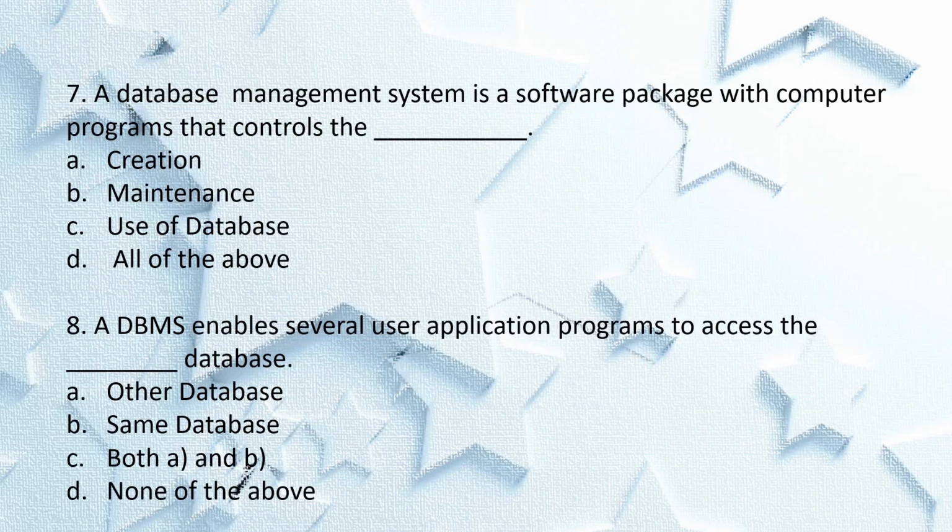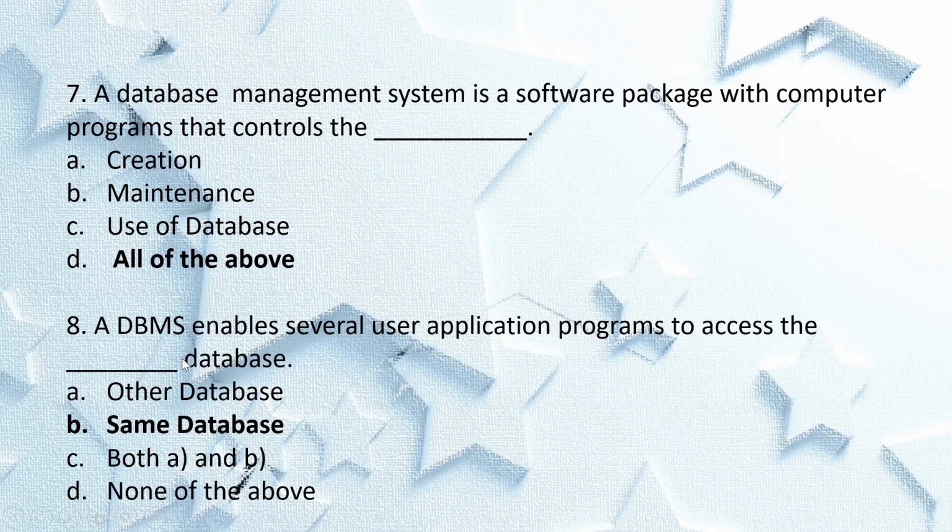Number 7, a database management system is a software package with computer programs that controls the dash. What are these? Creation, maintenance, use of database, or all of the above. The answer is all of the above.